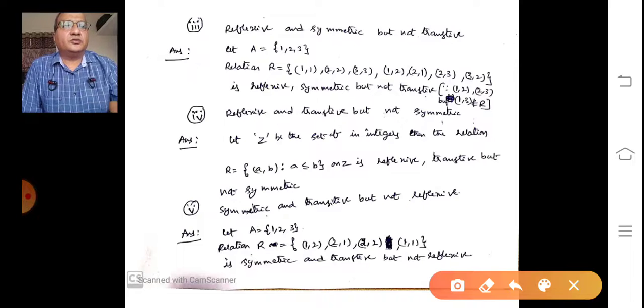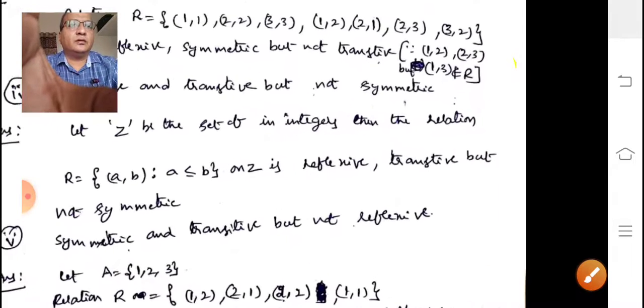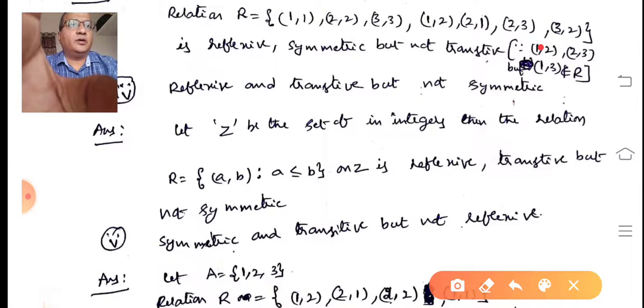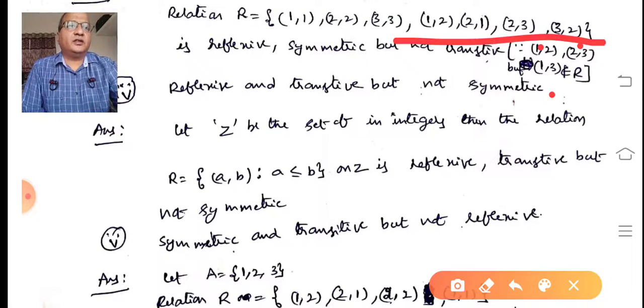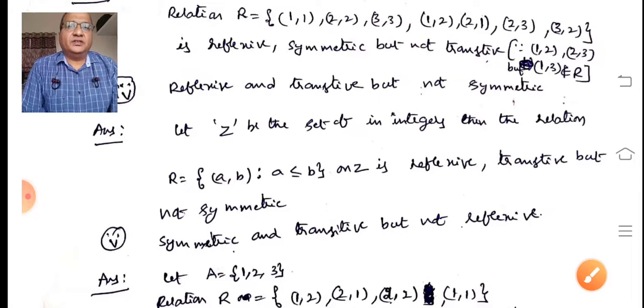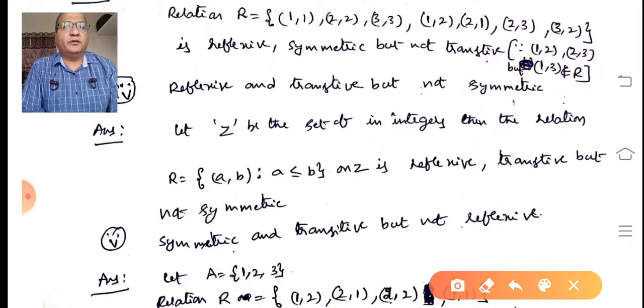Why is it not transitive? Observe here, I take (1,2) and (2,3). By the transitive property you would get (1,3), but (1,3) is not in the relation. Hence we can say it is not transitive. So this is the example which is reflexive, symmetric but not transitive. Next, another example: reflexive and transitive but not symmetric.